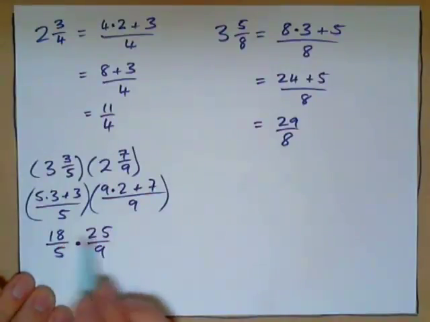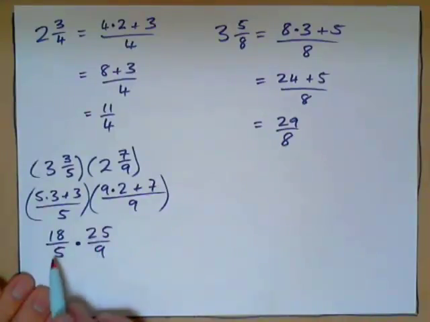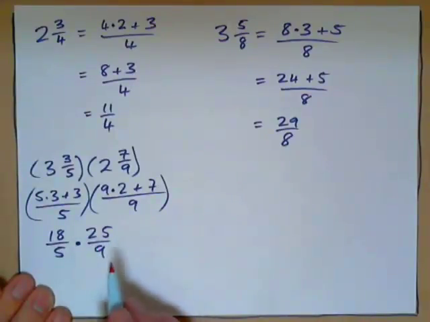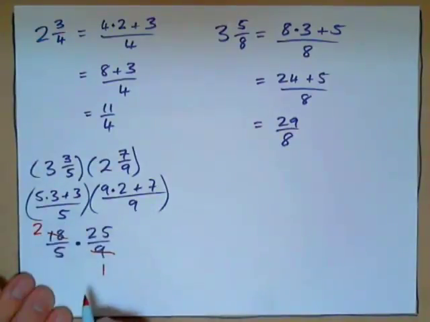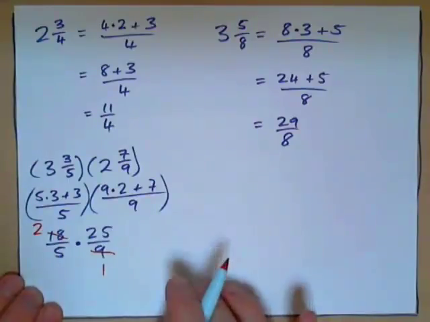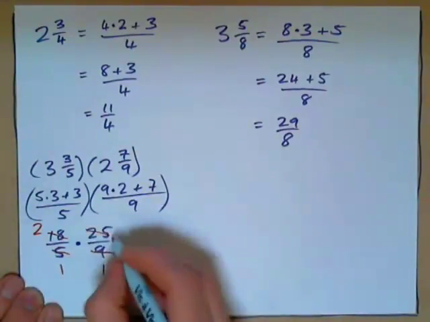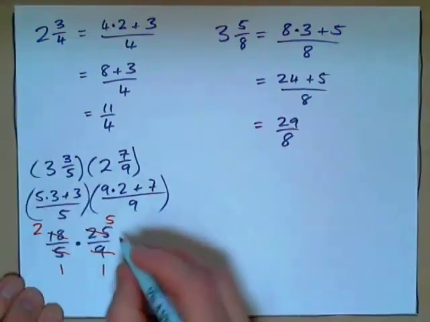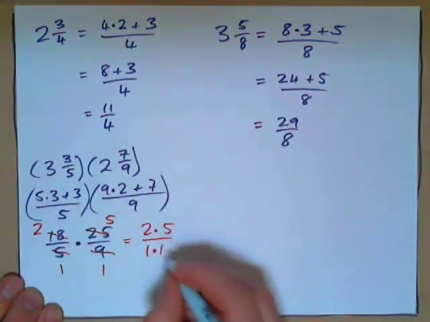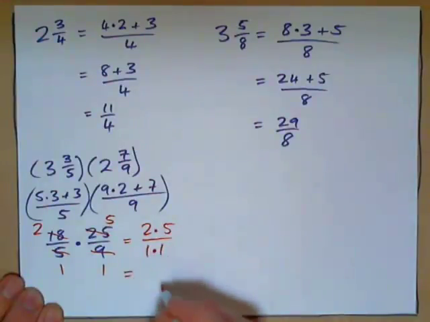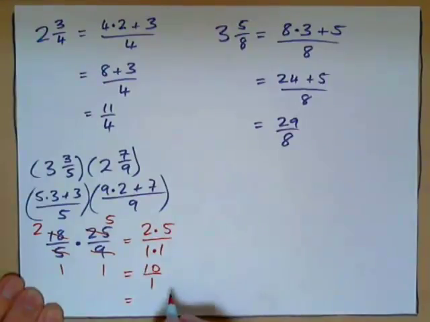And if you want, you can multiply the numerators and then multiply the denominators. But if you can find factors that cross cancel, do so. 9 into 9 goes once, 9 into 18 goes twice. Anything else? 5 into 5 goes once, 5 into 25 goes 5 times. So this gives 2 times 5 over 1 times 1, or 10 over 1, and 10 divided by 1.